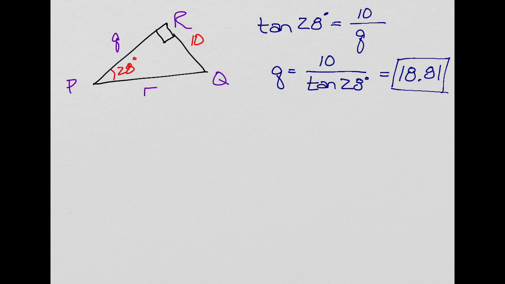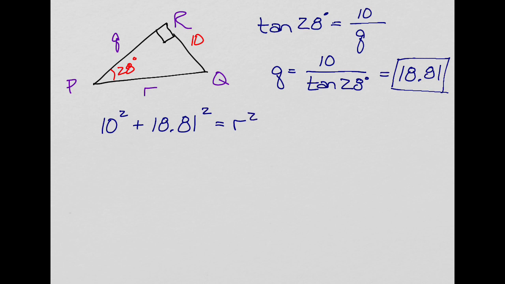When I know two sides of a right triangle, which now I do, I can find the third side using the Pythagorean theorem. So I know 10, which is a leg. I know 18.81, which is a leg. So what I'm going to write is 10 squared plus 18.81 squared equals r squared.